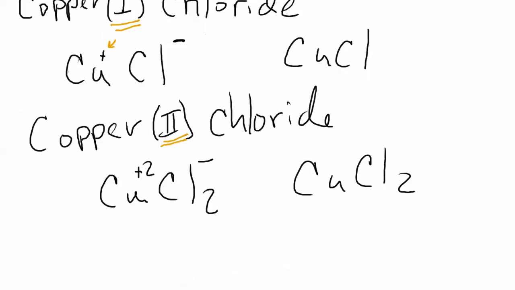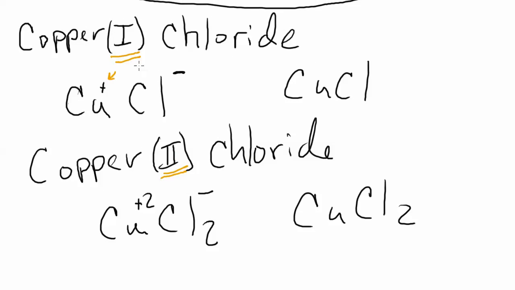So now that you know that the stock system uses Roman numerals to represent the charge of a positive ion in a compound, you should be able to switch back and forth between the name of a compound using the stock system and the formula of a compound using the stock system.